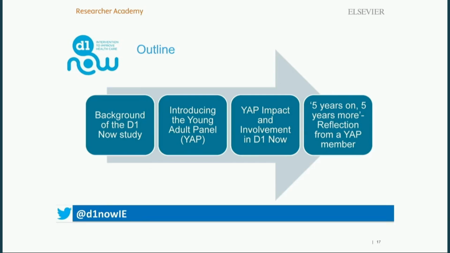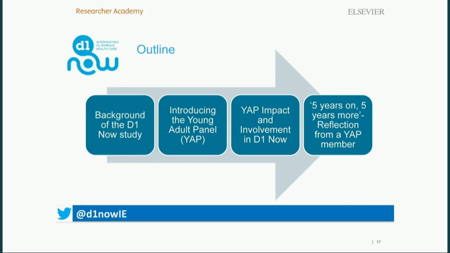So the outline of this presentation: I just want to give you a background to our study, because I think it'll help with telling the story. So the background of D1 Now. I'm then going to introduce our PPI panel, which we call our YAP, or Young Adult Panel, and tell you a little bit about our current members and recruitment, going on 5 years from when the app was developed to now, and how we recruited and still are recruiting.